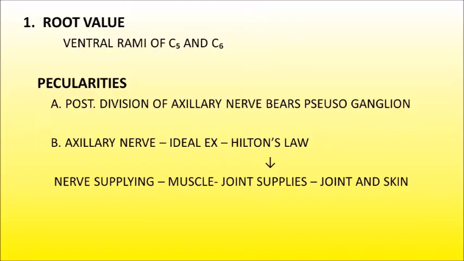As we have discussed everything in detail about the axillary nerve in the form of a diagram, now let me summarize the most important points to be remembered. First is its root value, which is the ventral rami of C5 and C6, and next is its peculiarities. The posterior division of the axillary nerve bears the pseudoganglion, and the axillary nerve is the ideal example of Hilton's law.